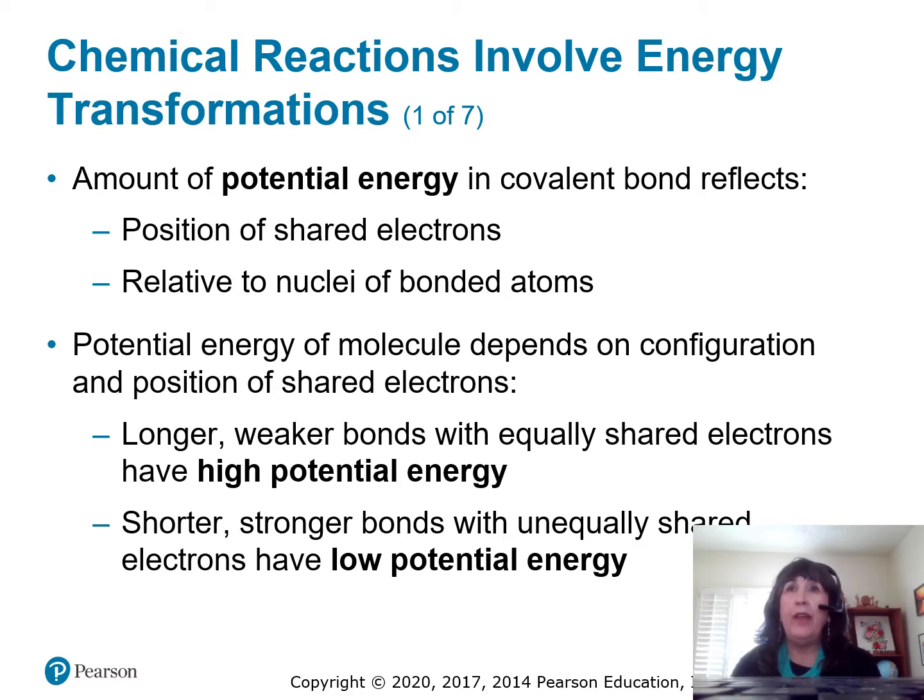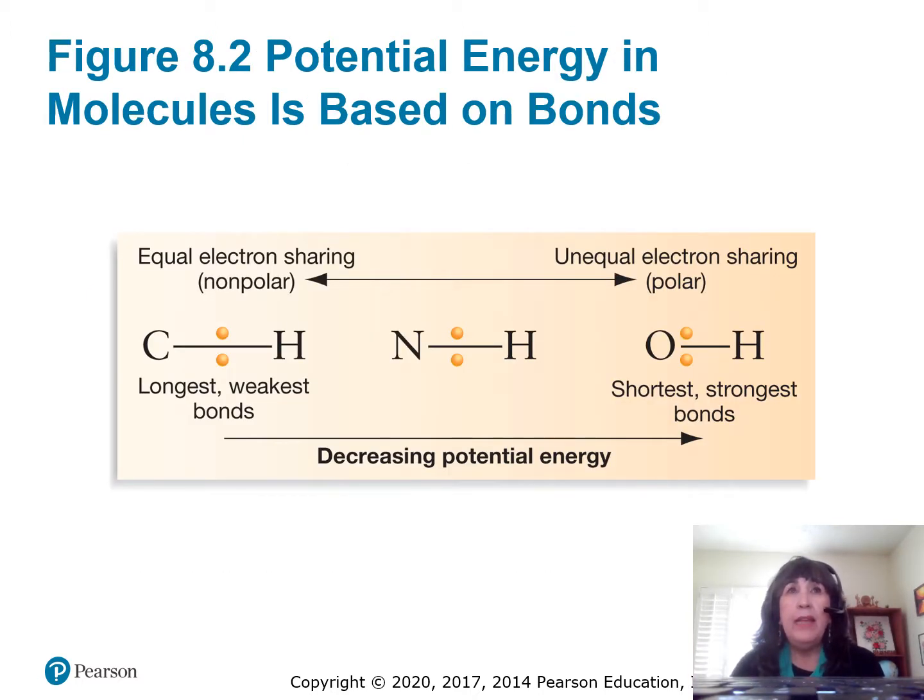So remember, we have different types of covalent bonds. They're polar and nonpolar. So if the electrons are shared equally, then it's a nonpolar covalent bond. And when they're shared equally, there's a lot of high potential energy. But if the bonds shift to the side, then they have lower potential energy. In figure 8.2, you can see that carbon and hydrogen share electrons equally. It says long weakest bonds, but notice here, if you look at the arrow down at the bottom of the figure, you see it has high potential energy. And as the electrons are shared unequally, because both nitrogen and oxygen are electronegative, you see that there's a loss of potential energy.